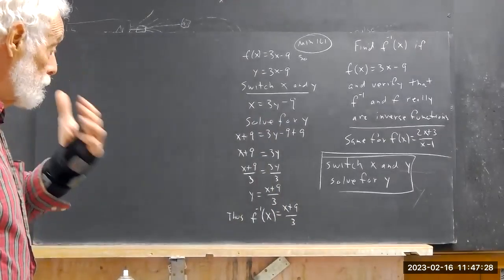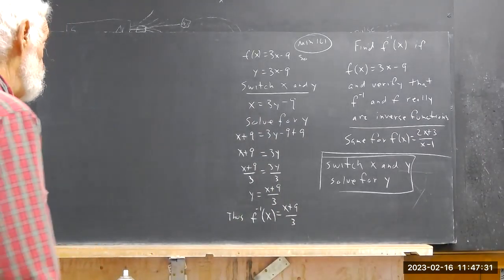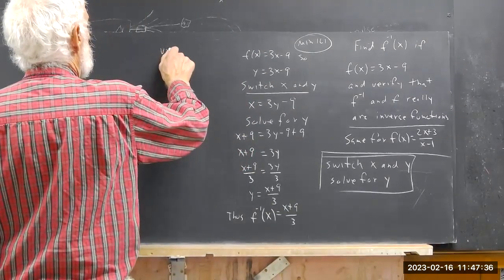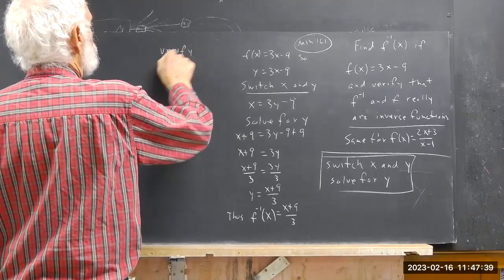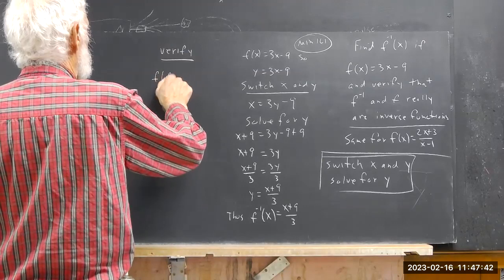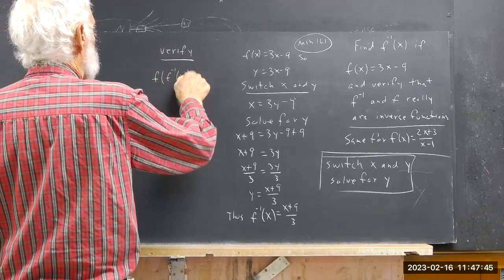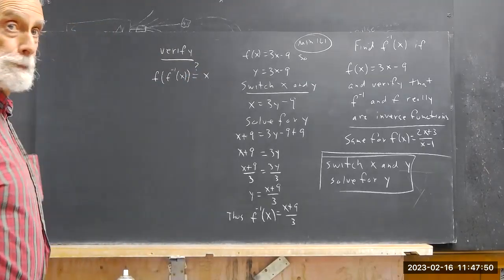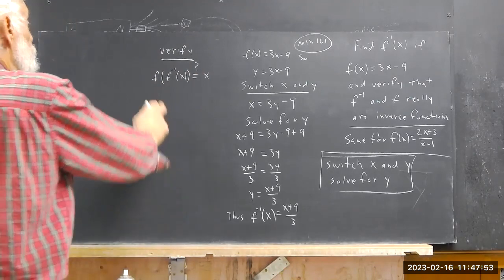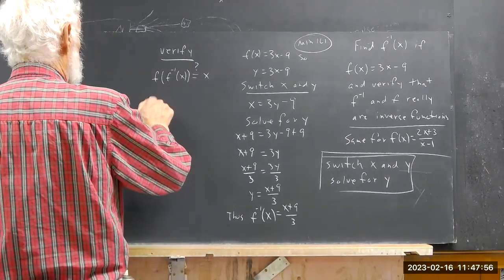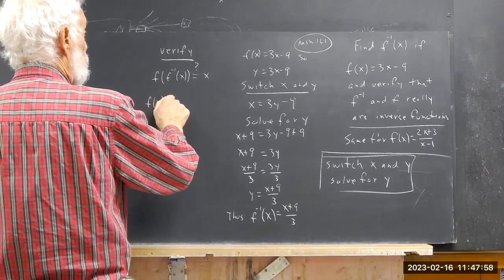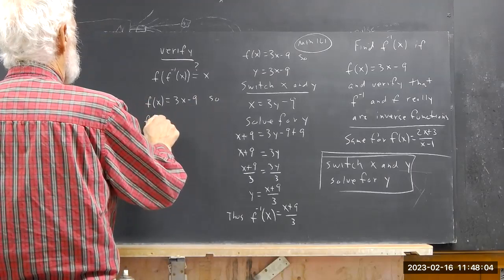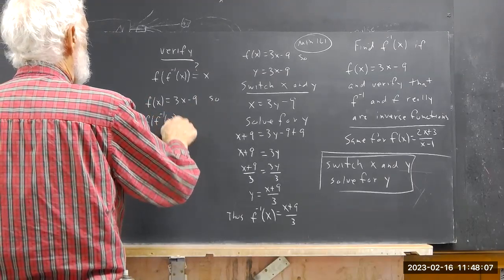So f inverse of x is (x plus 9) over 3. Verify, which means we do f of f inverse of x. Is that equal to x? How do we do f of f inverse of x? We say, well, f of x equals 3x minus 9. So f of f inverse of x.